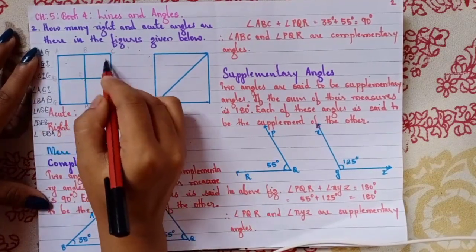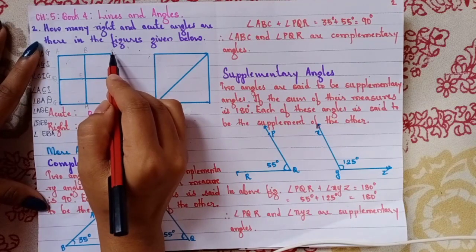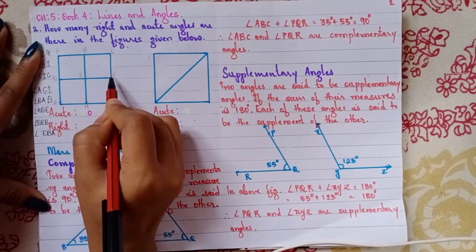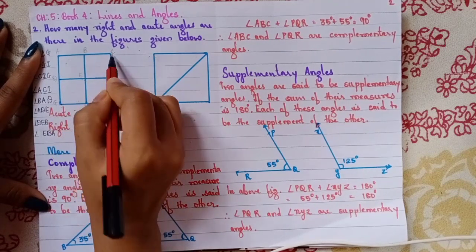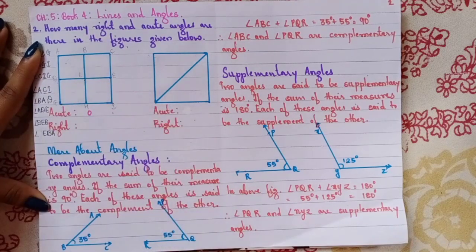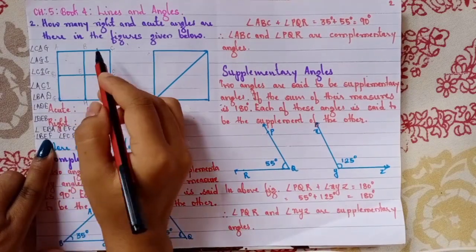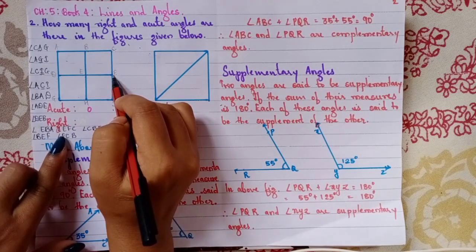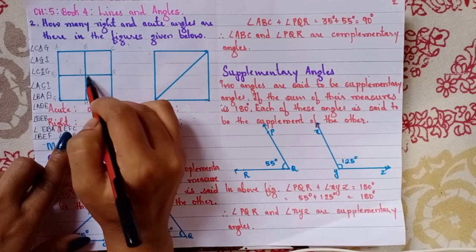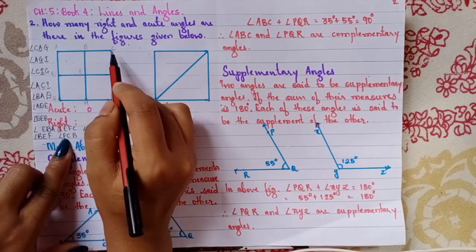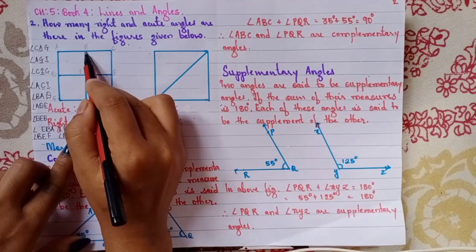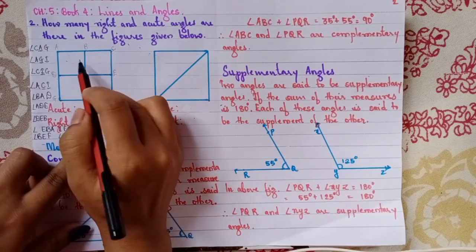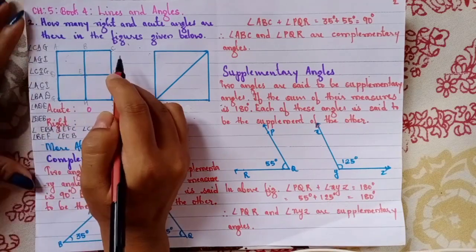Now let's see the next square. Here we have angles CBE, BEF, EFC, and FCB. Let's write now. Angle BEF is one angle. Next we have EFC, then we have FCB, and then we have angle CBE. So here we have altogether 8 angles.